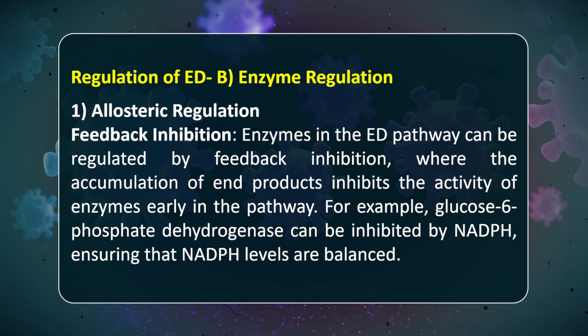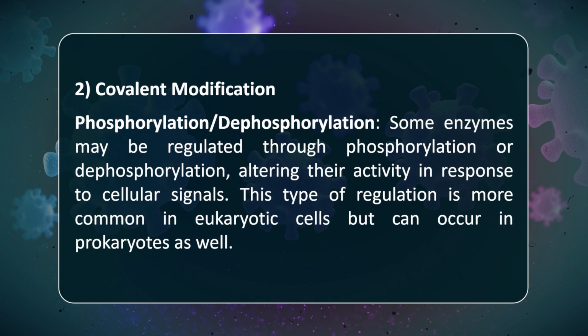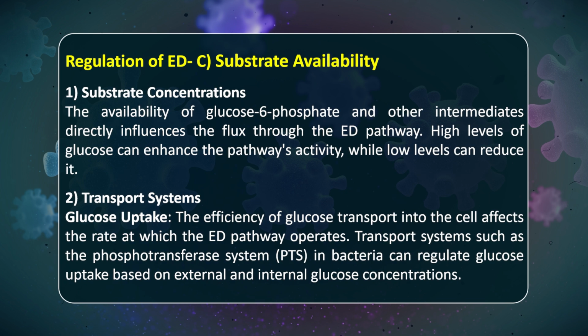For example, glucose 6-phosphate dehydrogenase can be inhibited by NADPH, ensuring that NADPH levels are balanced. The second is covalent modification, by phosphorylation or dephosphorylation. Some enzymes may be regulated through phosphorylation or dephosphorylation, altering the activity in response to cellular signals. This type of regulation is more common in eukaryotic cells, but can occur in prokaryotic cells as well. The third one is substrate concentration or substrate availability. The availability of glucose 6-phosphate and other intermediates directly influences the flux through the ED pathway.